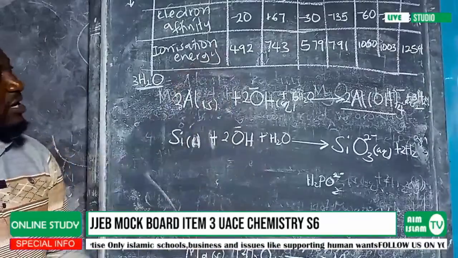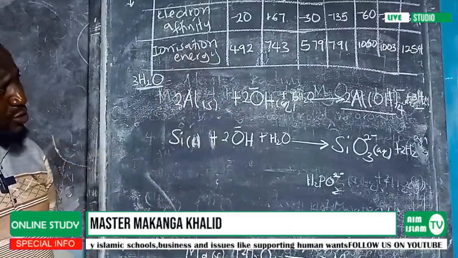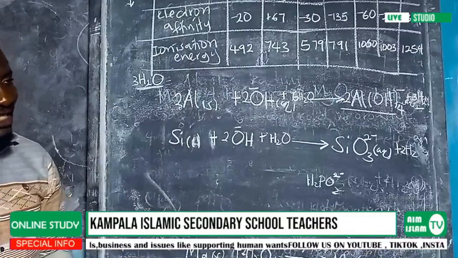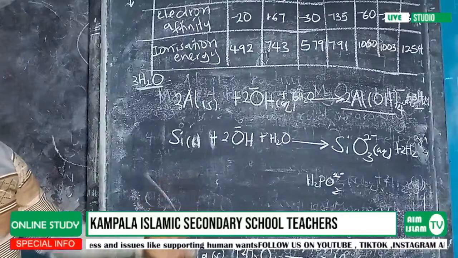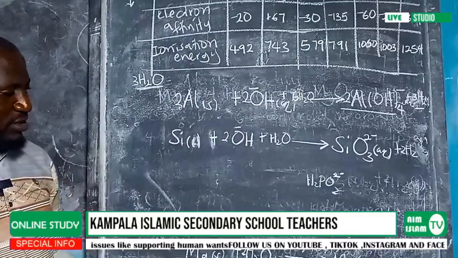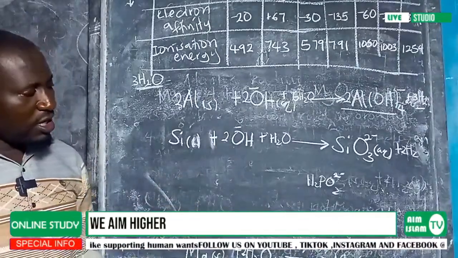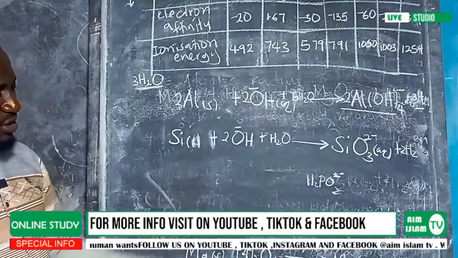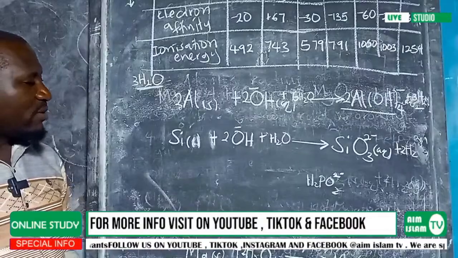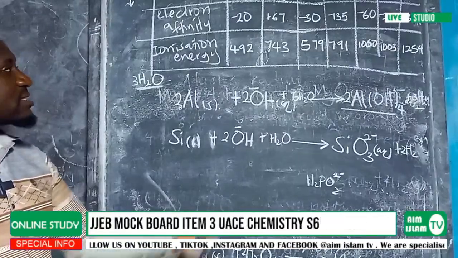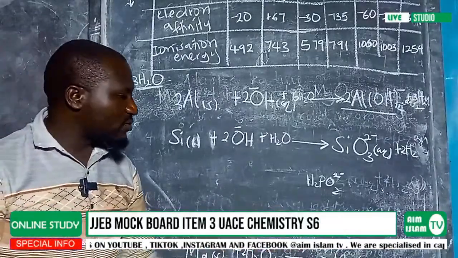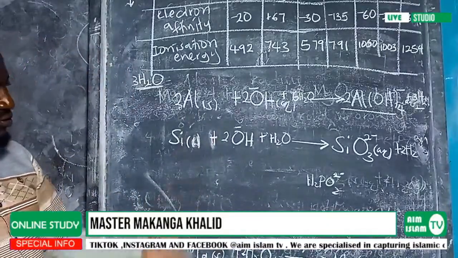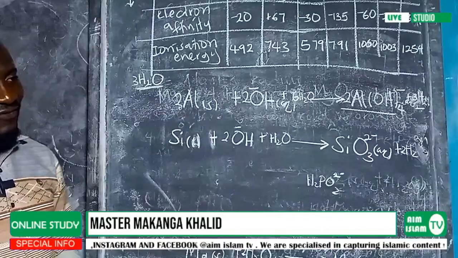Then sulfur and chlorine also react with sodium hydroxide solution depending on the condition. If it is cold and dilute, you form chlorate 1, you also form a chloride and water. Then with the concentrated one, it can form a chlorate 5, a halate. That is a chlorate 5, a chloride, and water.